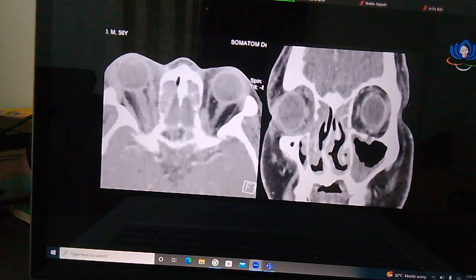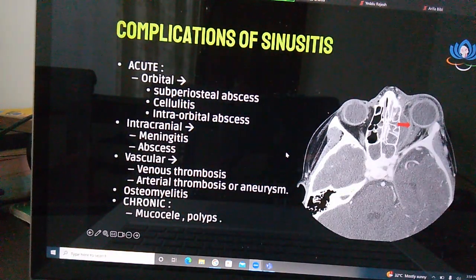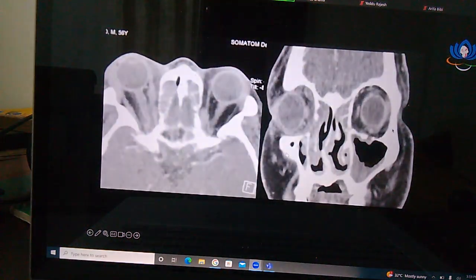Here, this is a patient who had pansinusitis involving the ethmoids and post-ethmoid sinusitis. This patient presented with proptosis, severe headache, facial pain, and purulent discharge. He had acute sinusitis, and you can also see an orbital abscess, a subperiosteal abscess, which is pushing the eyeball out.